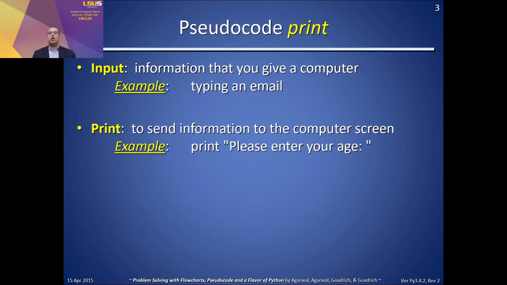So what's a pseudocode print? For example, an input is information that you give a computer, for example, typing an email. Print is to send information to the computer screen. So print doesn't mean that we're printing to a printer per se, but it means we're sending an output. And in this case, the output is to the screen. So we are saying print, please enter your age.